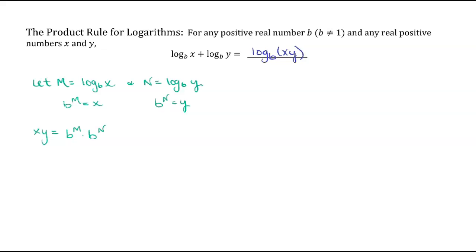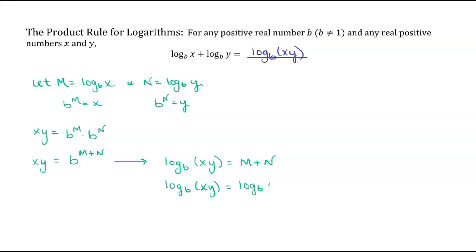Using our properties of exponents, we have that the product of x and y is equal to b raised to the exponent of m plus n. Now switching this to logarithmic form, we have that log base b of the product of x and y is equal to m plus n. And unsubstituting m and n, we have that log base b of x times y is equal to log base b of x plus log base b of y.